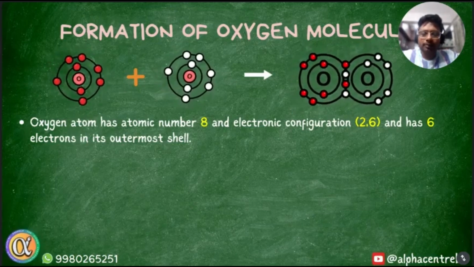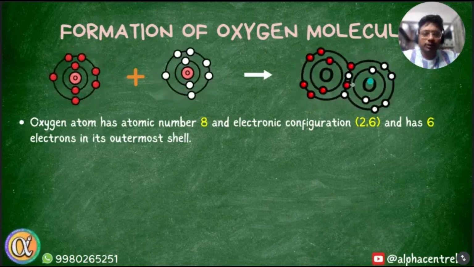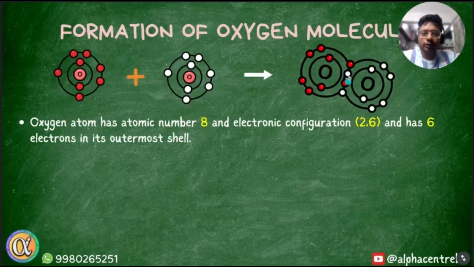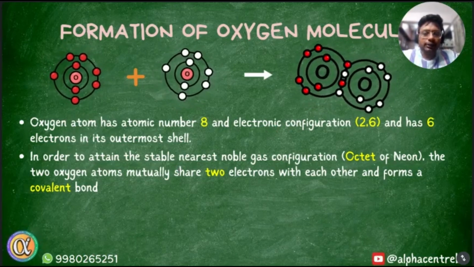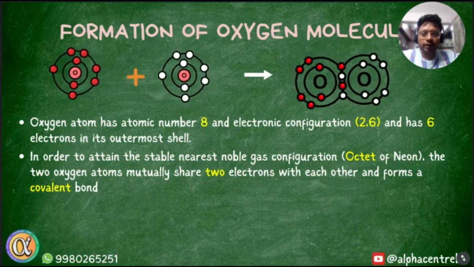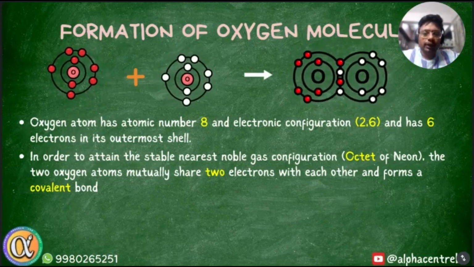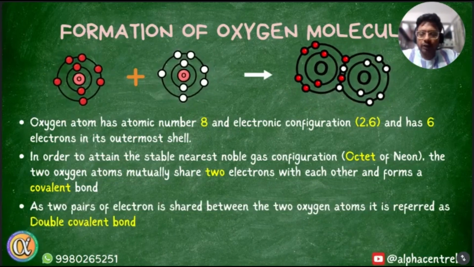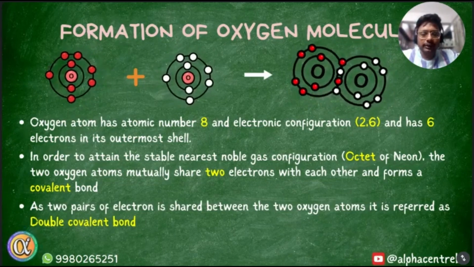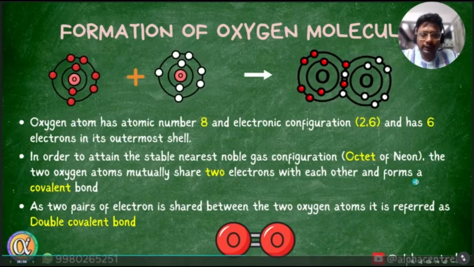Can you see in between them they have shared 4 electrons. Each is contributing 2. So in between, there are 4 electrons, 2 coming from each oxygen. In order to attain the stable nearest noble gas configuration, that is the octet of neon, the 2 oxygen atoms mutually share 2 electrons with each other and form a covalent bond. As 2 pairs of electrons are getting shared between the 2 oxygen atoms, it is referred to as a double covalent bond. So this is how the double bond looks like with the 2 bond lines.